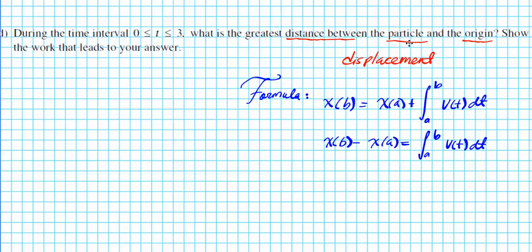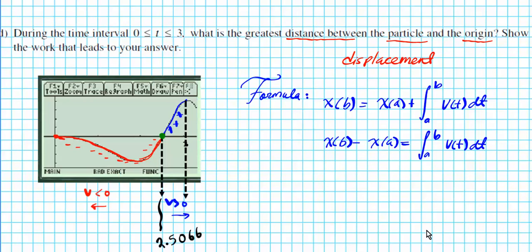All right, so for the farthest distance from the origin on this time interval, we're going to call back our graph because we need to know what's happening all over that time interval. So from 0 to 3, it looks like the object is going left, left, left, left, left, left, left. Guess what? At t equals 2.5066, it changes direction and starts heading back to the right. Now, it didn't make it back to the original position.